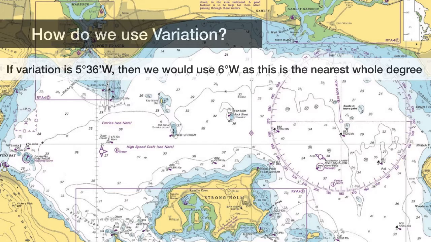Now we know how to calculate variation, how do we use it? Well, simply put, we are trying to align compass bearings with true chart bearings. Firstly, we would only use whole degrees, so 5 degrees 36 minutes west becomes 6 degrees west, as this is the nearest whole degree. Remember, there are 60 minutes in a degree.